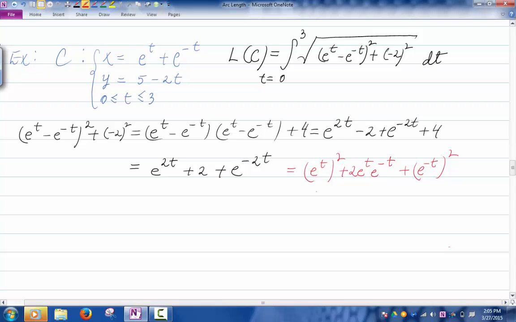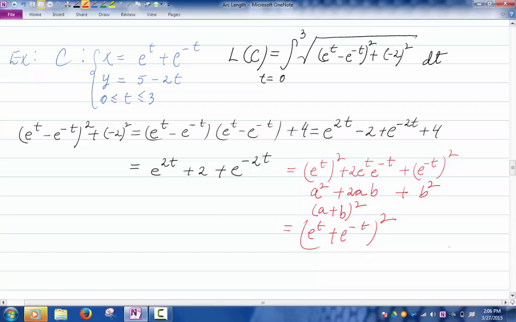Notice that if I think of e to the t as a, I have a squared plus 2a, and I'm going to think of e to the negative t as b, so I get a squared plus 2ab plus b squared. So what is that? It's a plus b squared, right? Which is then going to give you e to the t plus e to the minus t, whole squared, right? So I can rewrite that expression as a perfect square.